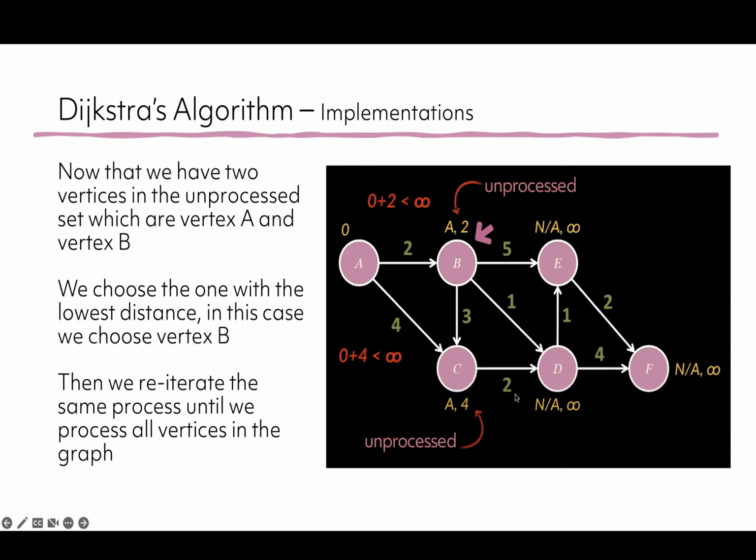Now that we have two vertices in the unprocessed set, vertex B and vertex C, we choose the one with the lowest distance. In this case, we choose vertex B. Then we reiterate the same process until we process all vertices in the graph.